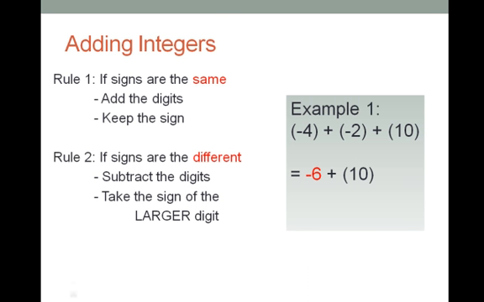So I'm going to just take down the 10 here. So even though we don't see the sign here beside the 10, we're going to assume that that is a positive 10. So now rule 2 says that the signs are different, and they are, because I have a -6 and a positive 10. I'm going to subtract the digits, 10 and 6, that's going to give me 4, and then I'm going to take the sign of the larger digit. Well, 10 is bigger than 6, and the sign of 10 is positive, so I'm going to get a positive 4.